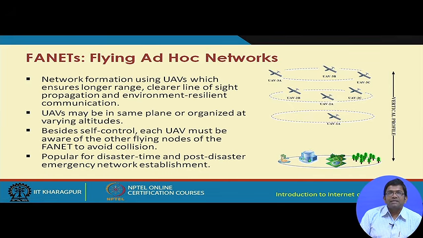Besides self control, each UAV must be aware of the other flying nodes of the flying ad hoc network to avoid collision, because if that information is not known, then there might be chances of physical collision between the different nodes of the same network. This sort of network topology, flying ad hoc networks, is popular for applications such as disaster monitoring, post disaster monitoring, emergency network establishment, and so on.